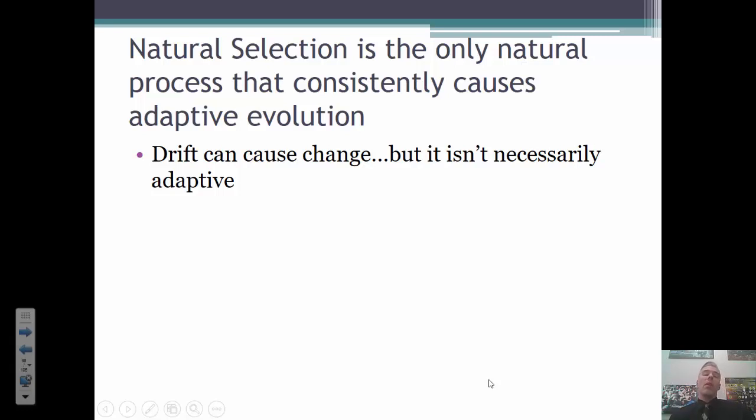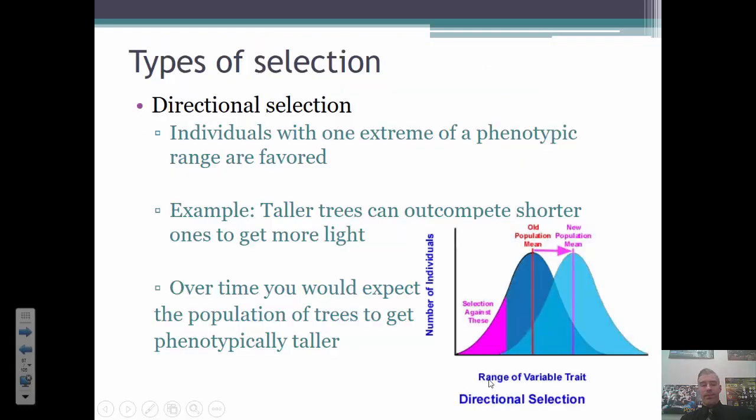Something I want to drive home though. Natural selection is the only natural process that consistently will cause adaptive evolution, though it's not purposeful, but nature selects for those traits that are better at surviving and reproducing within that particular environment. Drift can cause change. Sometimes that's adaptive, but that would be a completely random chance if it was. It doesn't mean it's not important. Genetic drift is a very important mechanism for evolution, but it doesn't drive adaptive change.